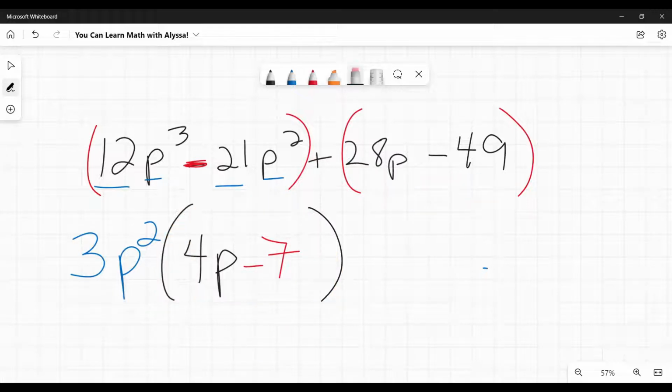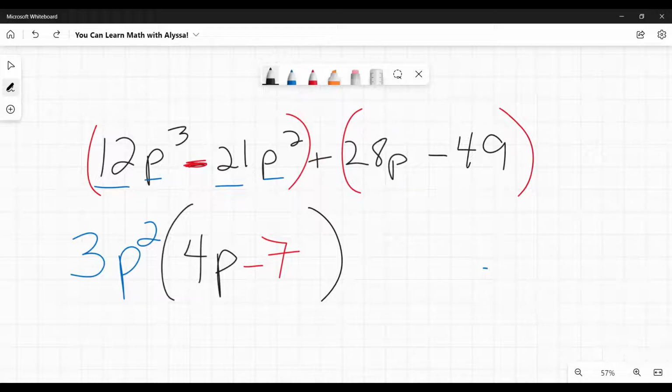And it's a good metric or a test to see if you've done it right, to make sure that the binomial that's left behind matches. So what's the greatest common factor of 28p and negative 49? Well, I don't have to worry about the p's because there's no p here, so I'm not going to pull out a p. All I have to worry about is 28 and negative 49.